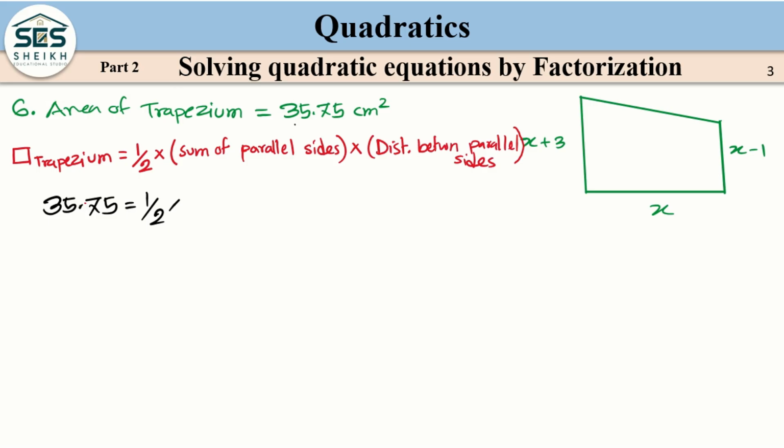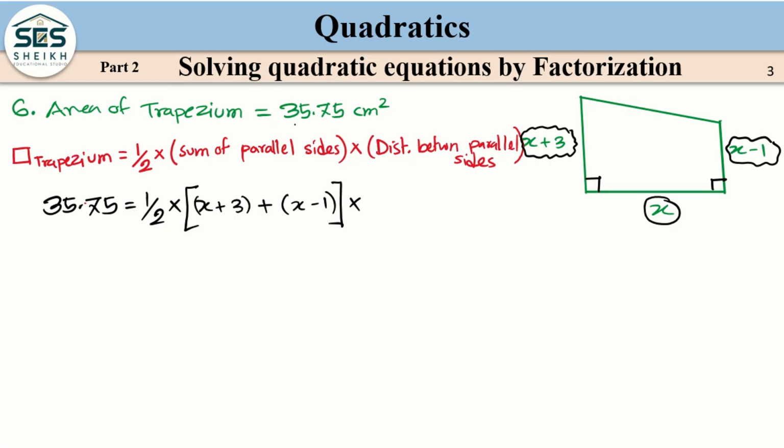So half times the sum of parallel sides. Here our parallel sides are these, x plus 3 and x minus 1. These two are actually parallel to each other. So our sum will be x plus 3 plus x minus 1, times our distance between parallel sides. That means the distance between these two sides, which are parallel to each other, is actually x.